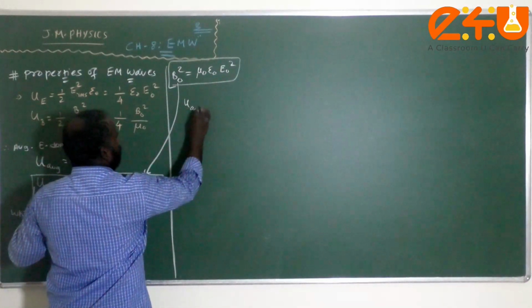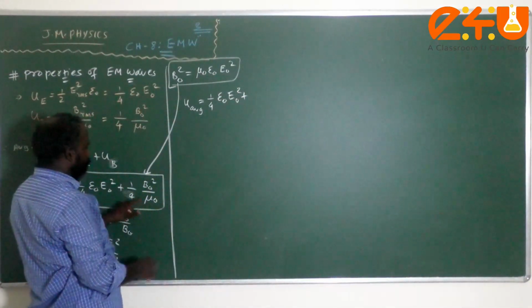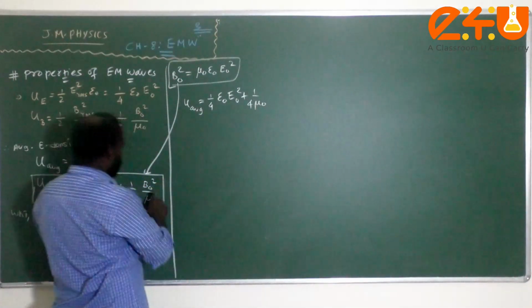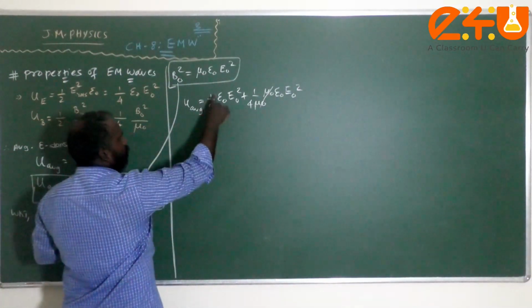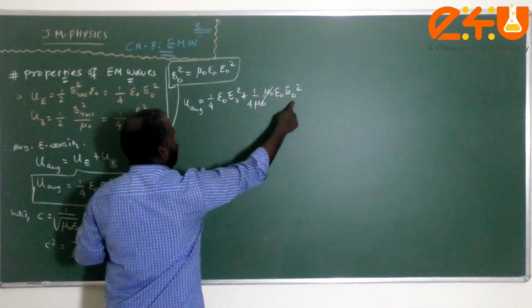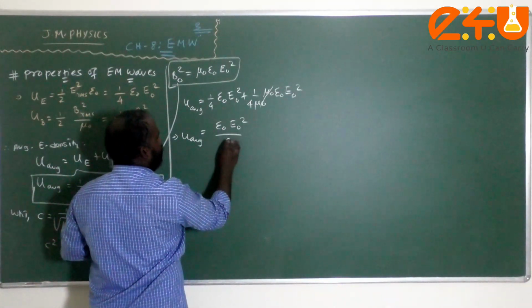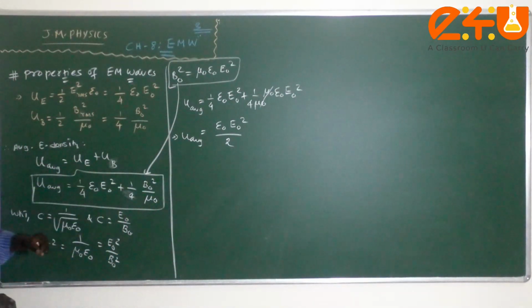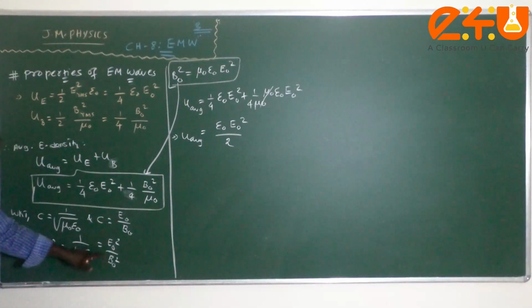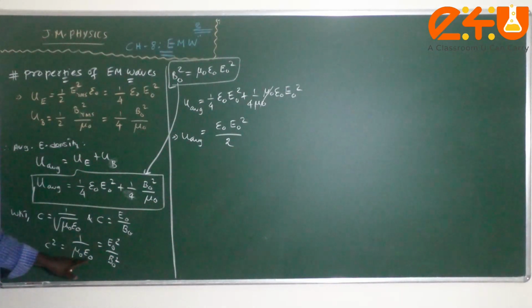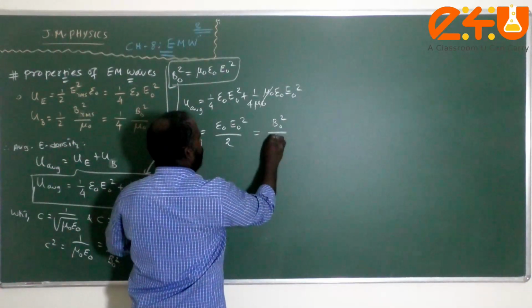Therefore, I can say that U average is 1 by 4 epsilon naught E naught square plus 1 by 4 mu naught times B naught square, which is mu naught epsilon naught E naught square. So the mu naught gets cancelled out, giving 1 by 4 epsilon naught E naught square plus 1 by 4 epsilon naught E naught square. So U average is equal to epsilon naught E naught square by 2, the average energy density in terms of the electric field. Similarly, from this we can write that E naught square equals B naught square divided by mu naught epsilon naught, and replacing this E naught, we get the same as B naught square divided by 2 mu naught.